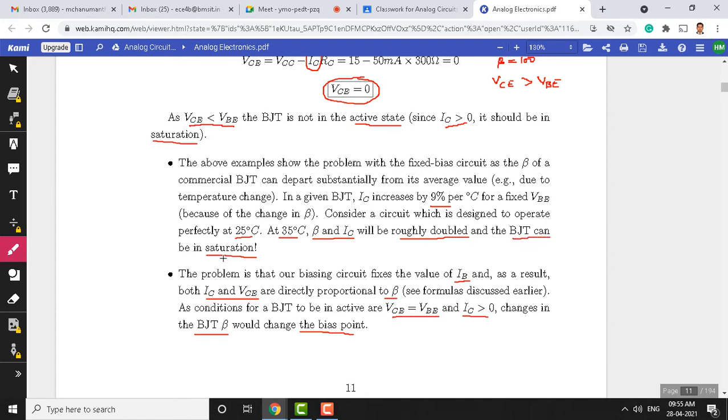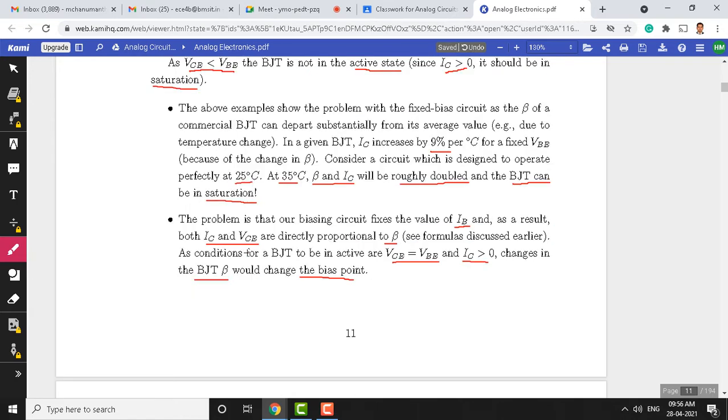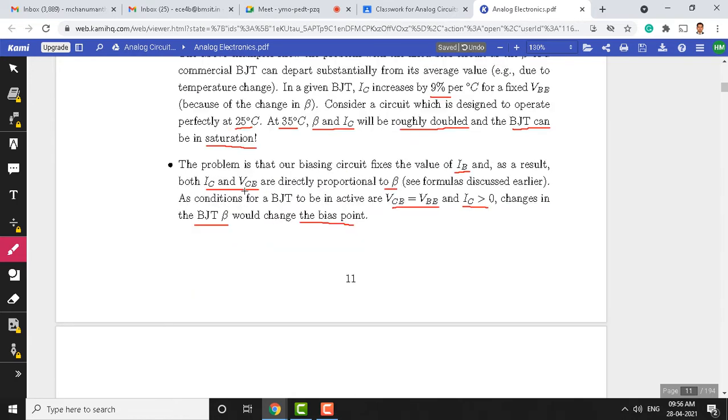Now, the problem we highlighted last class here. IC and VC are nothing but the operating point, and even if you fix the base current here, IC and IB are directly proportional to each other, and in fact IC is also related to VC. We have seen that through Kirchhoff voltage law. So now, since these things are proportional to the beta of a transistor, we must establish a constant collector current even though the beta changes here.